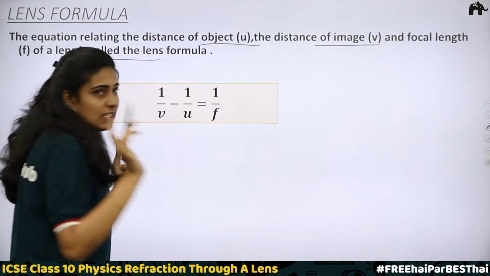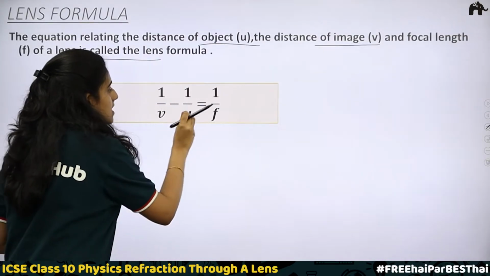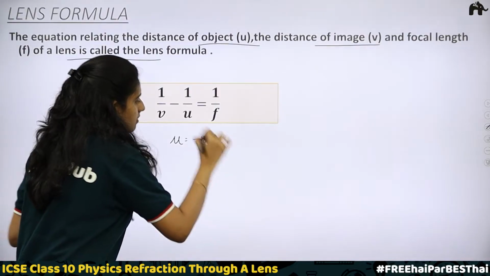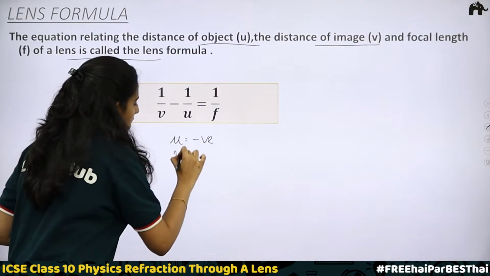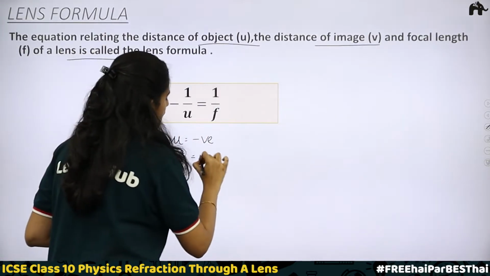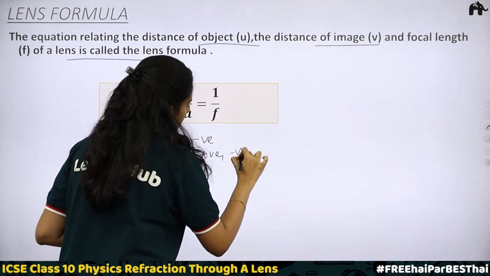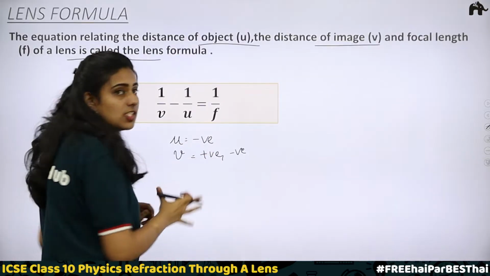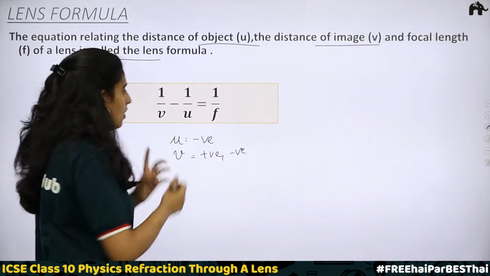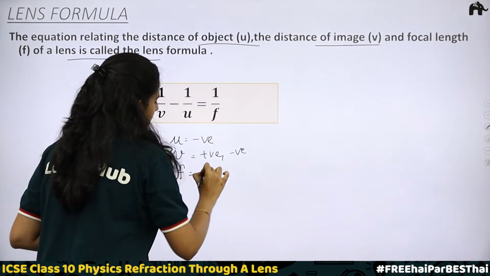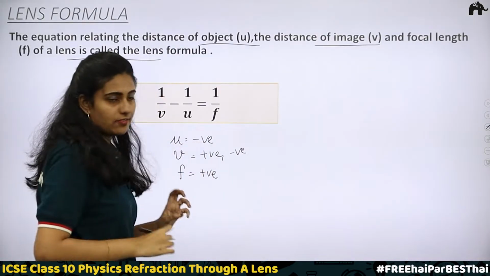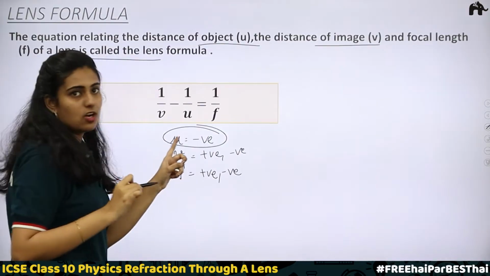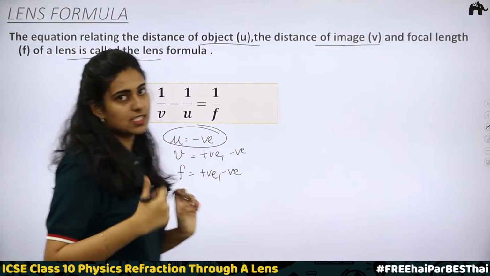Okay, remember one important point, you will have to consider the sign of each. We know object distance is always negative. What about image distance V? Image distance V can be positive or negative depending on whether the image formed is a real and inverted image or a virtual and erect image, where the image is formed. Okay, then F, focal length. Focal length is positive for a convex lens and negative for a concave lens. Okay, object distance is always negative, all others can be positive and negative.